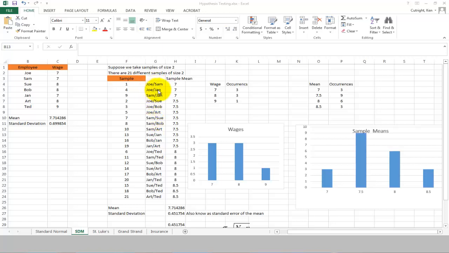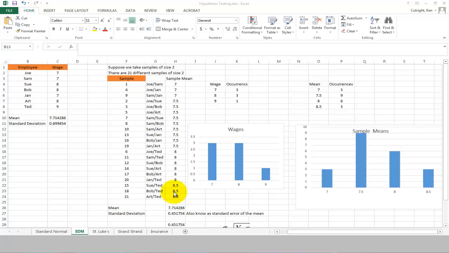Joe and Sam, Joe and Jan, Sam and Jan, Joe and Sue, and so on. And these are the sample means from each of those samples of size 2. And this entire collection of all 21 of these sample means is what is known as the sampling distribution of the sample means. So it in fact is also a distribution. Just like this population has a distribution, the distribution of sample means also has a particular distribution.